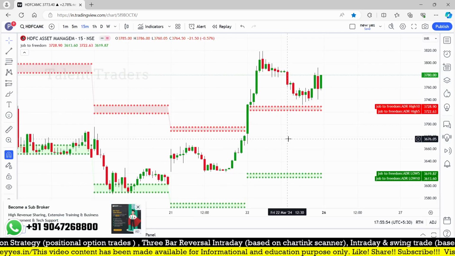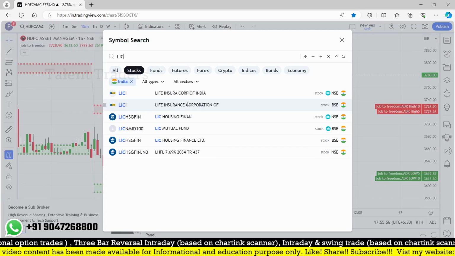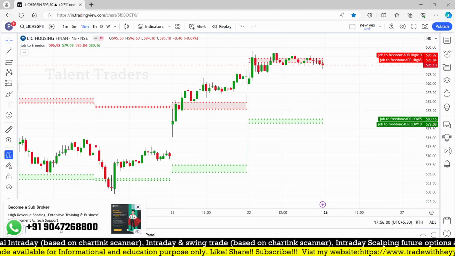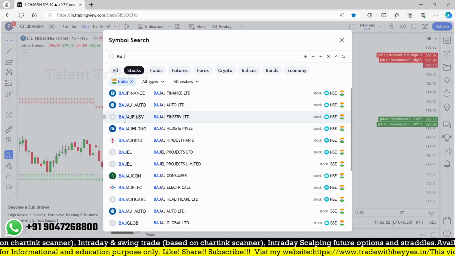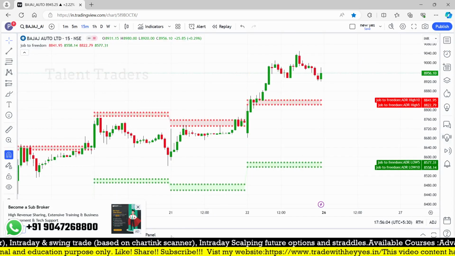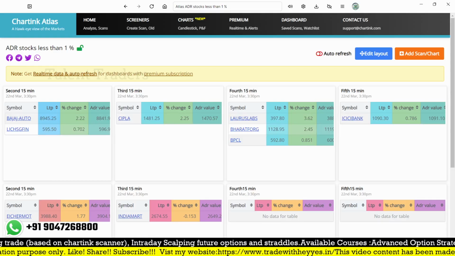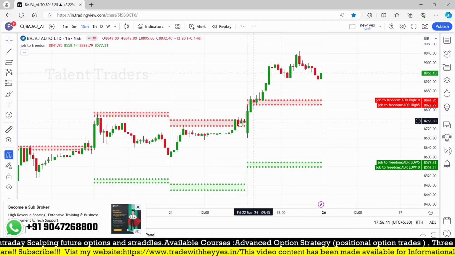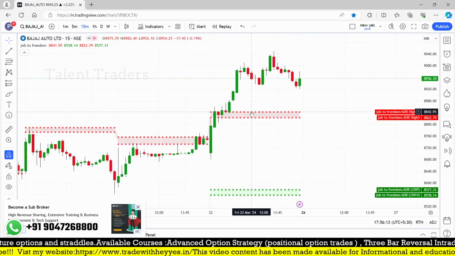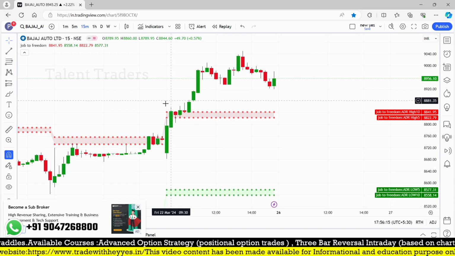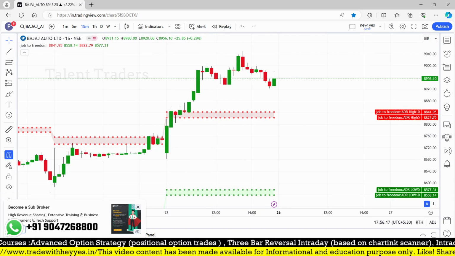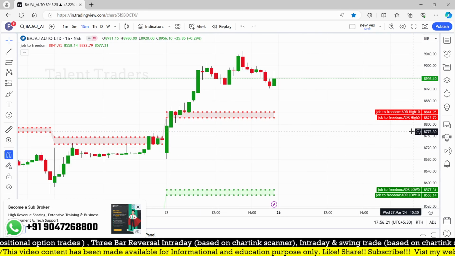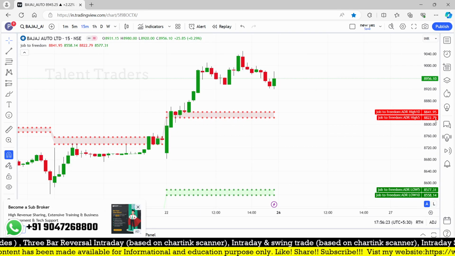So here you can see in this LIC Housing Finance, what's happening here. Here the 10 period ADR is the high. In Bajaj Auto, here also 10 period. We are comparing Bajaj Auto and LIC Housing Finance, both 10 period. Here the second candle closed about to the ADR level. So we are calculating the ADR level: 8841.95 is the 10 period high, and the lowest one is around 8822.79.